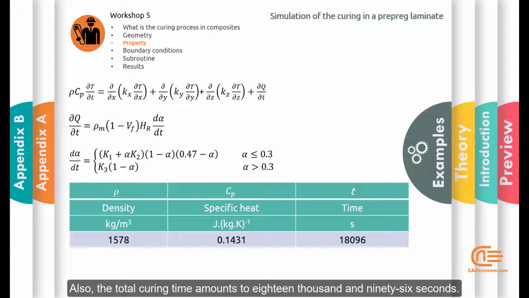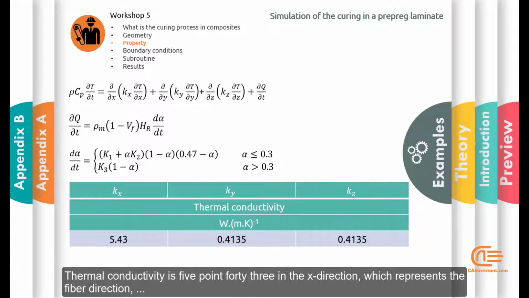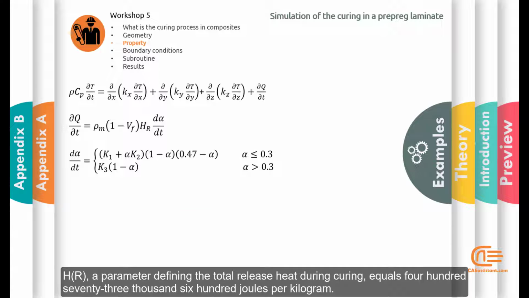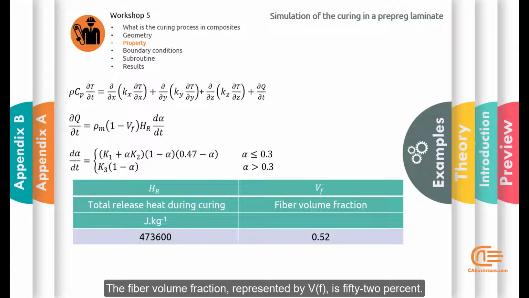Also, the total curing time amounts to 18,096 seconds. Thermal conductivity is 5.43 in the x direction, which represents the fiber direction, and 0.4137 in both y and z directions, measured in watts per meter per degree Kelvin. These values should be defined for the material properties in Abaqus. HR, a parameter defining the total release heat during curing, equals 473,600 joules per kilogram. The fiber volume fraction represented by VF is 52%.